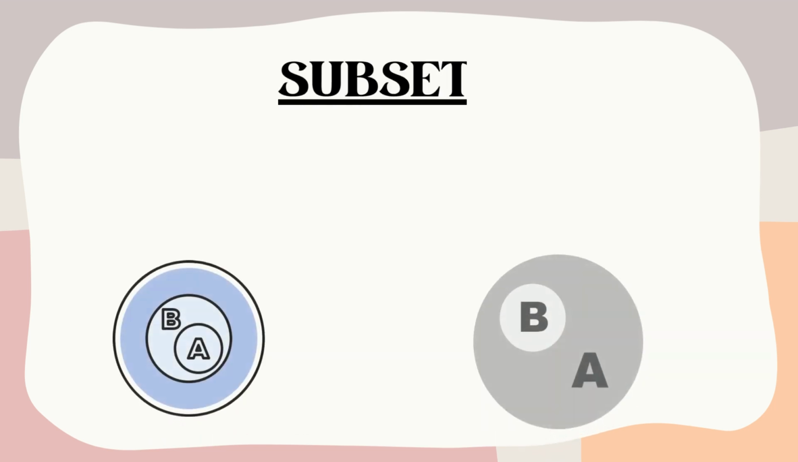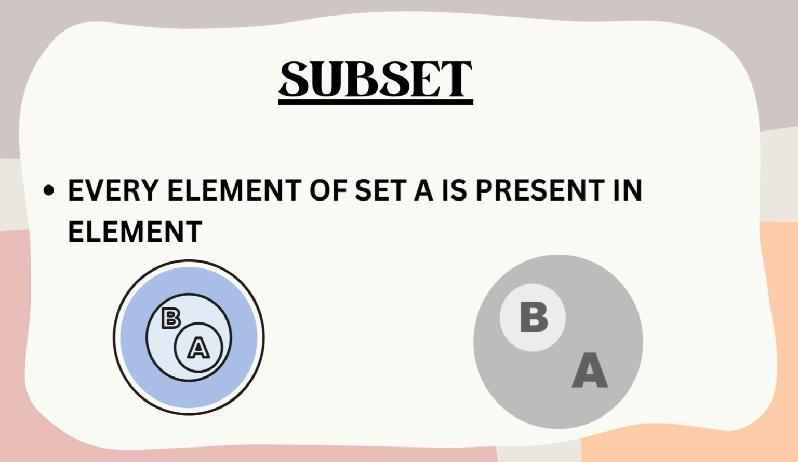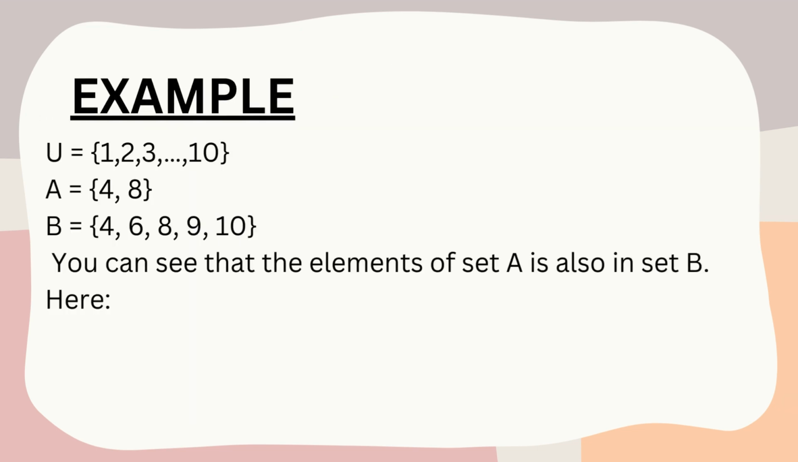To know what a subset is, always remember that if every element of set A is present within set B, then A is a subset of B. It is usually denoted with this particular symbol. Let's have a look at an example for better understanding. A universal set representing the first 10 natural numbers, set A with multiples of 4 up to 10, and set B having composite numbers up to 10. These sets can be listed as the universal set containing elements from 1 to 10, set A having elements 4 and 8, and set B having 4, 6, 8, 9 and 10.